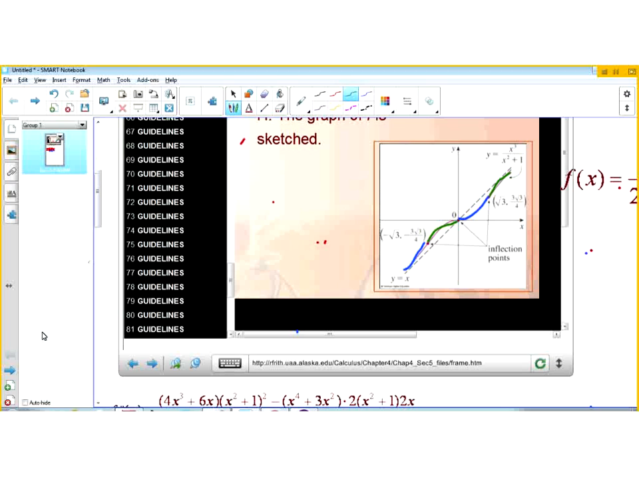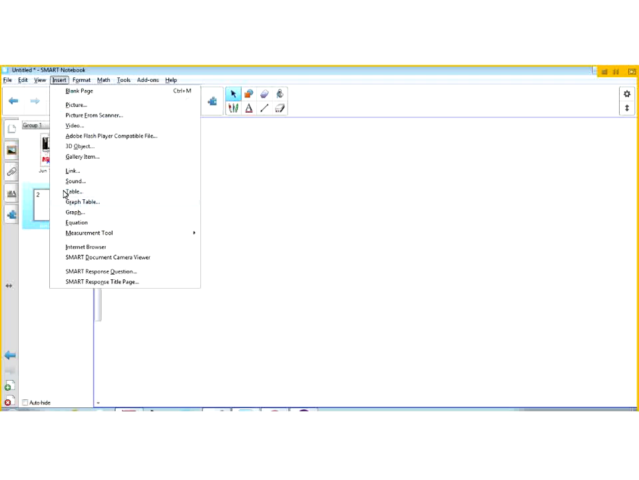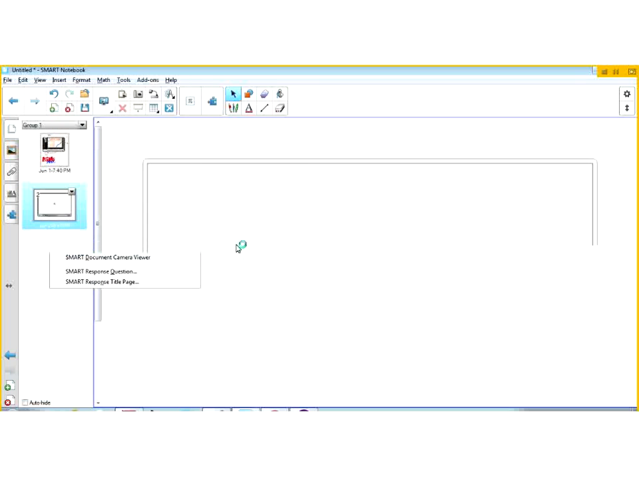Now, I want to show y'all something. I believe on the class website there are some additional graphing problems that I have solutions worked out for. So let's investigate that. I can't remember offhand, but we'll check.